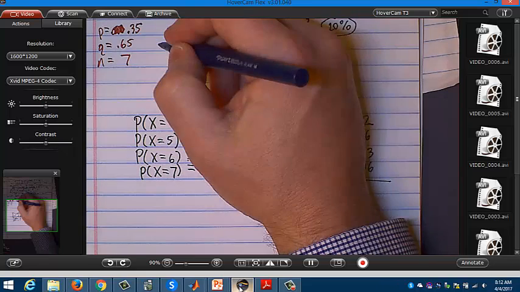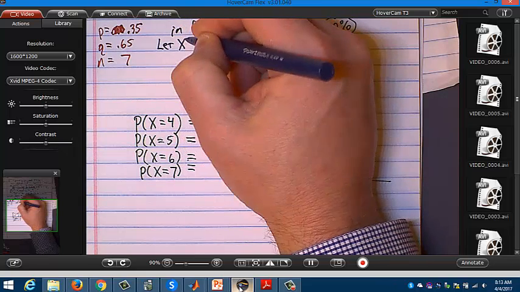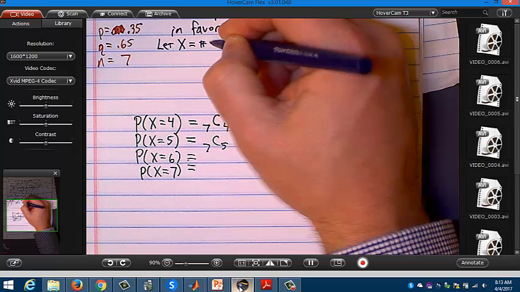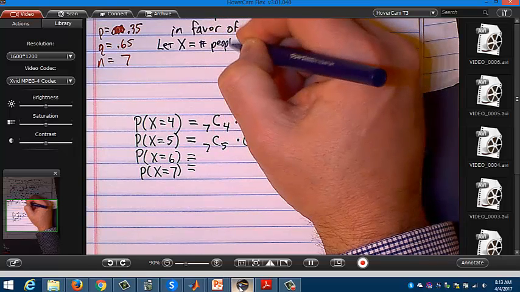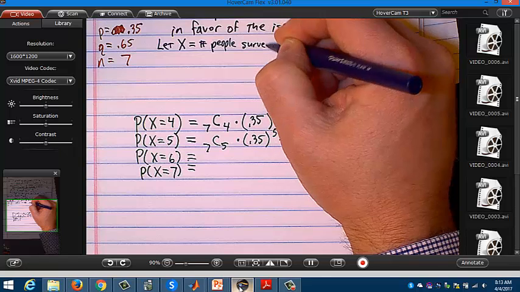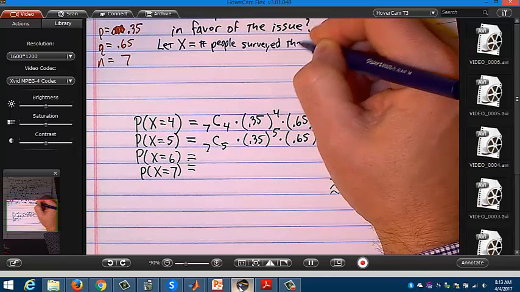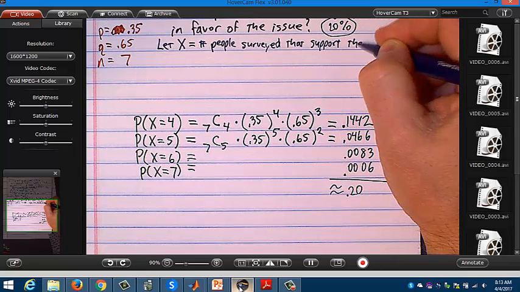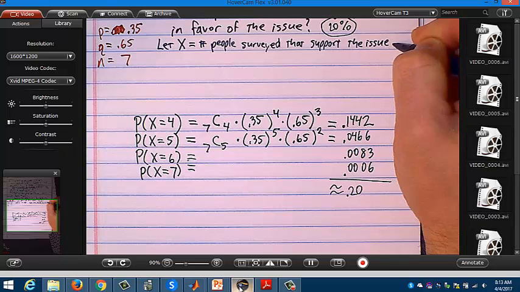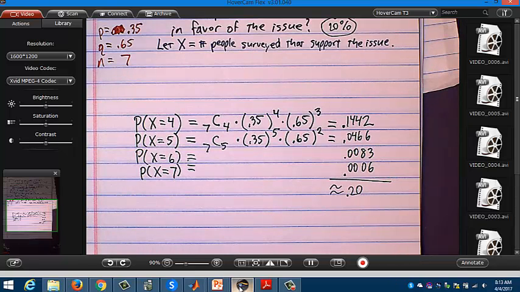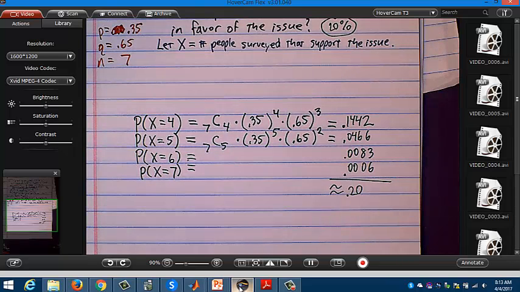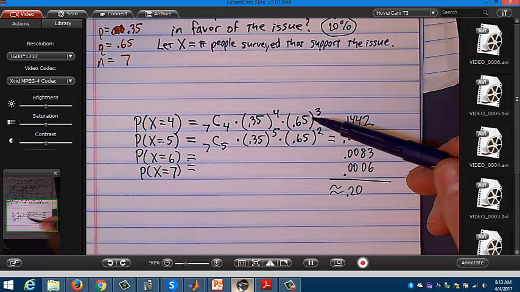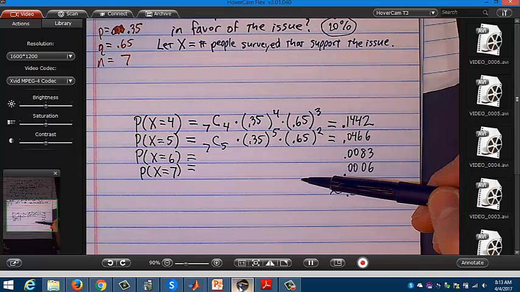I should start by saying, let capital X be the number of people surveyed that support the issue. Right? I could have said that. And then, what could I do? Well, I could compute something, right? So yesterday we did all these computations. Let me show you another way that you could have done this.